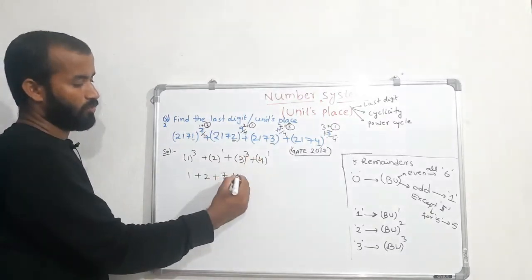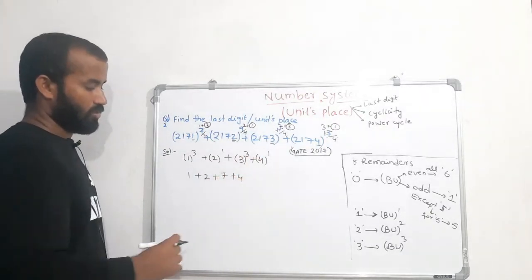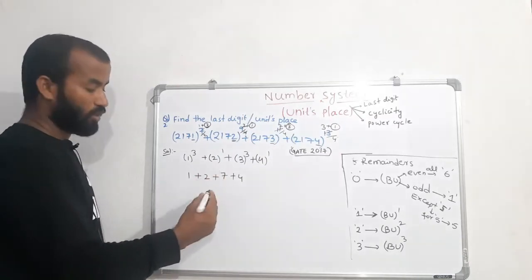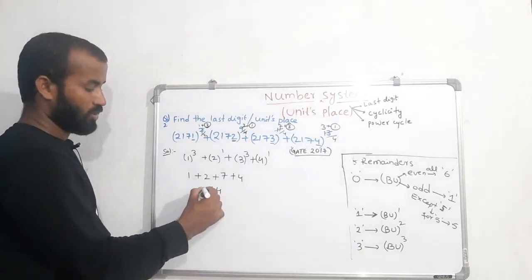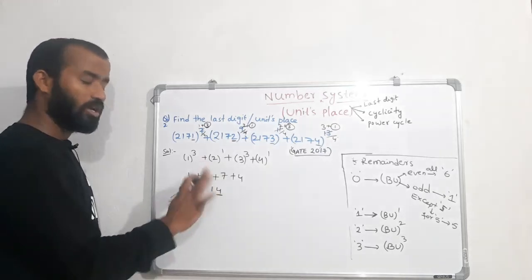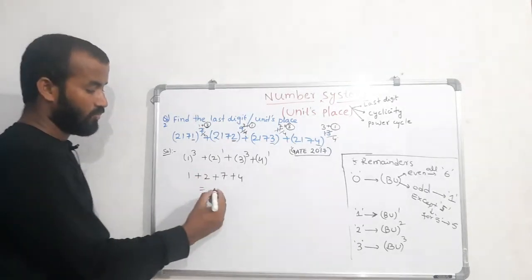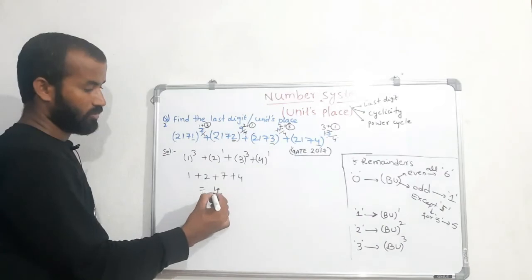Now 4 power 1 is 4. Now if you add all these, you are going to get 14. What is the units place? Directly, no need of writing 14 also. Directly you can write 4. 4 is the units place.